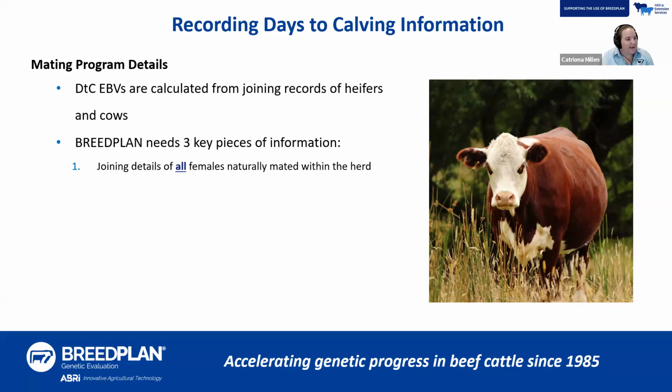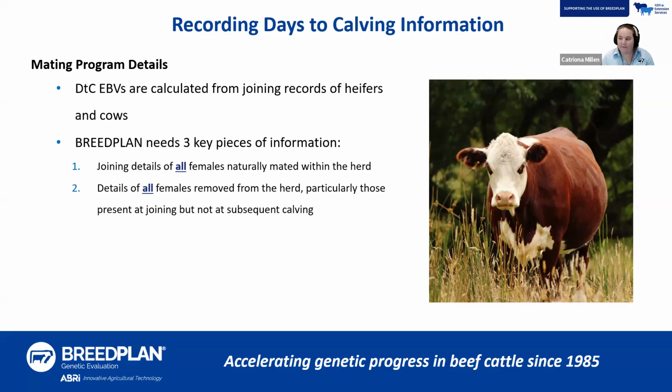next time, but just briefly today, what we need are joining details of all females that were naturally mated within the herd, details of all females that were removed from the herd, particularly those that were there at joining but not at calving, and then details of all calves, whether or not they were dead or alive, born as a result of those joinings. And that's important because if we don't have that dead calf on file with your breed society, then the analysis will assume that she didn't calve.